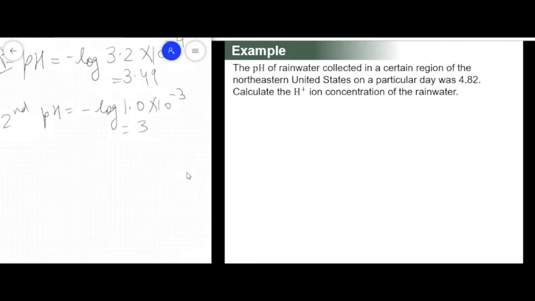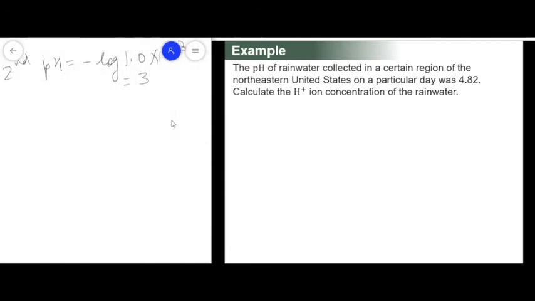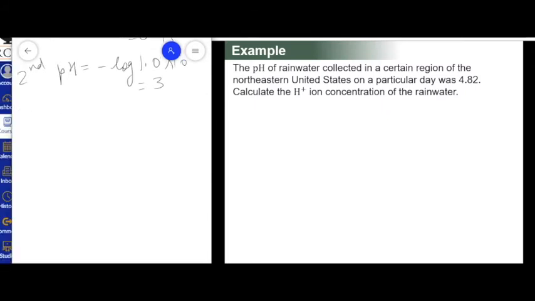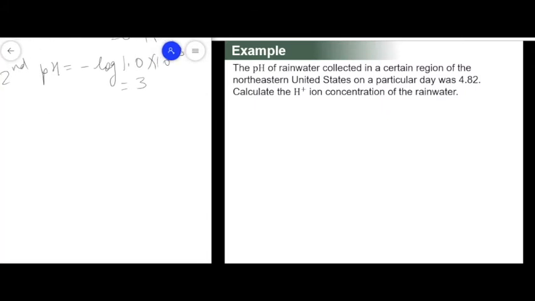The pH of rainwater collected in a certain region of the northeastern United States on a particular day was 4.82. Calculate the H ion concentration of rainwater. So now what's given to us, the information that's provided in this question, is the pH of the solution. So pH is 4.82. The question is asking to calculate the H ion concentration.